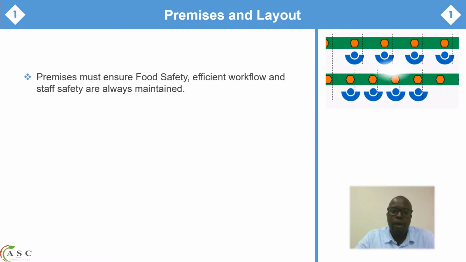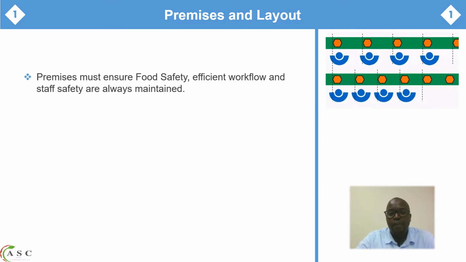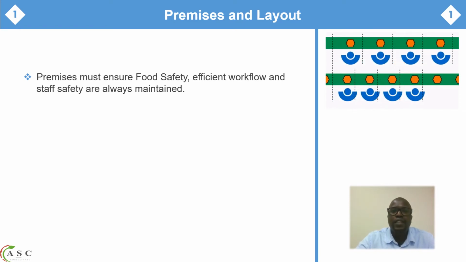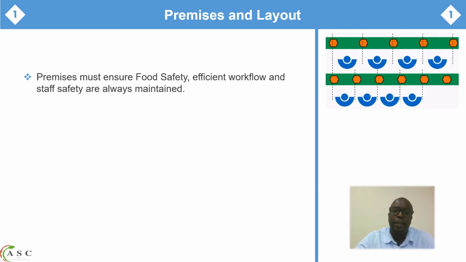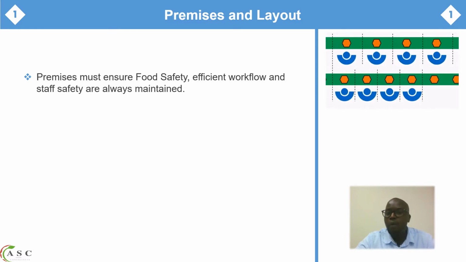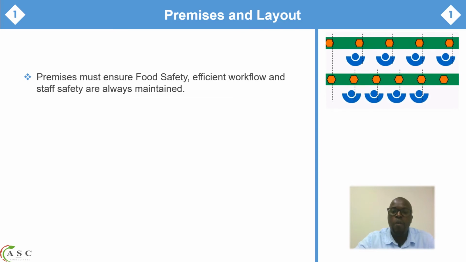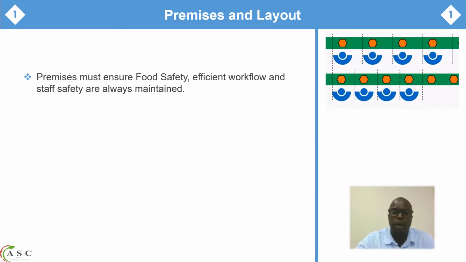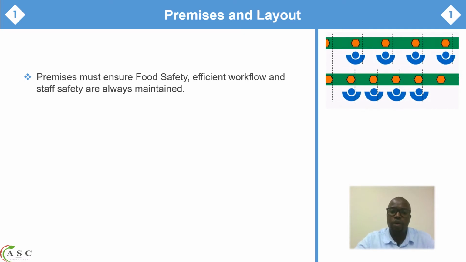In this section, we are going to look at premises and layout. So what are the premises? Premises are those facilities where you are handling and processing your food. It may be a building where you are handling your food, and sometimes it could be mobile premises like your vehicles. But in this particular presentation, we are going to look at immobile premises, where you store your packaging, where you process your food, where you keep your raw ingredients or your processing aids.